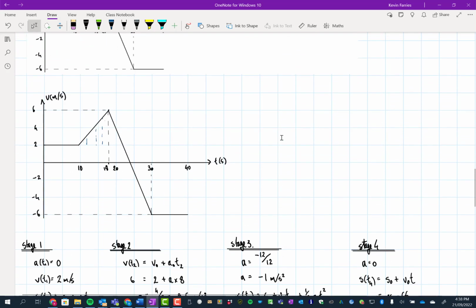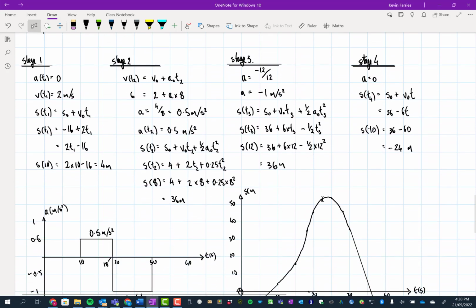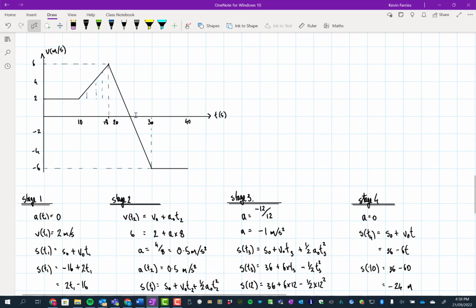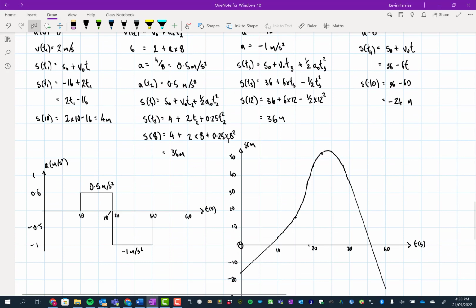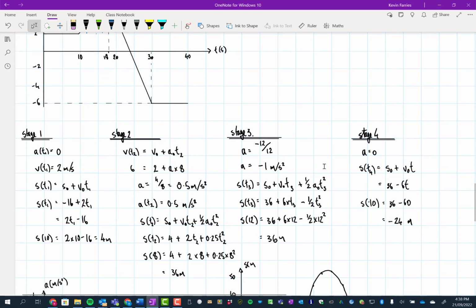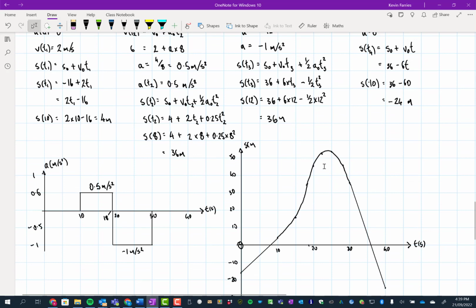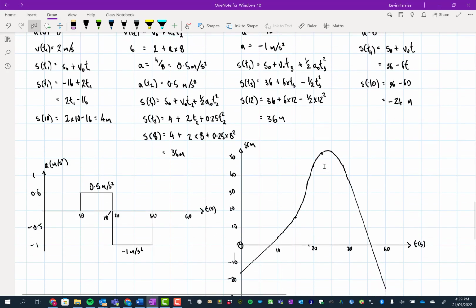Now, what do we know about that? Well, this maximum value is just where it's turning around. So it's heading in this direction, then it's coming back again. So we know at that point, that's where the velocity is equal to 0. Let's just have a think about what the best way to do that is. So we've got the velocity is equal to 0.